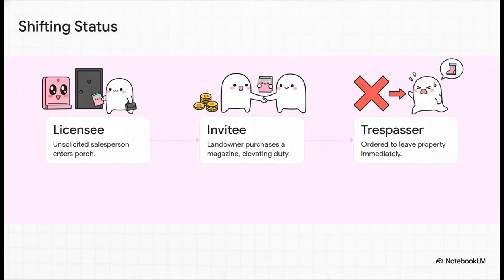Let's walk through a super practical hypothetical to really cement how shifting interactions transform these black-letter rules. Imagine an unsolicited salesperson walks up to your front porch. They have implied permission just to knock, right? So they start as a licensee. Now, if you buy a magazine from them, giving them an economic benefit, their status immediately shifts to a business invitee, and your duty elevates. But let's say you yell at them to get off your property. Boom. They instantly become a known trespasser, and your duty drops significantly.